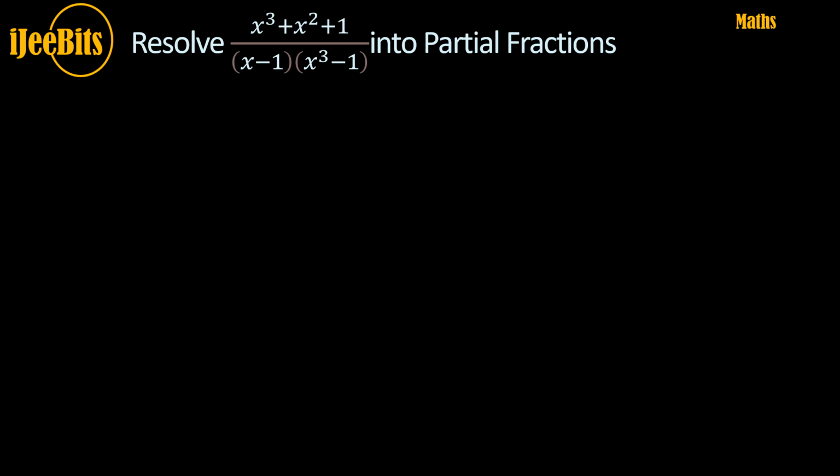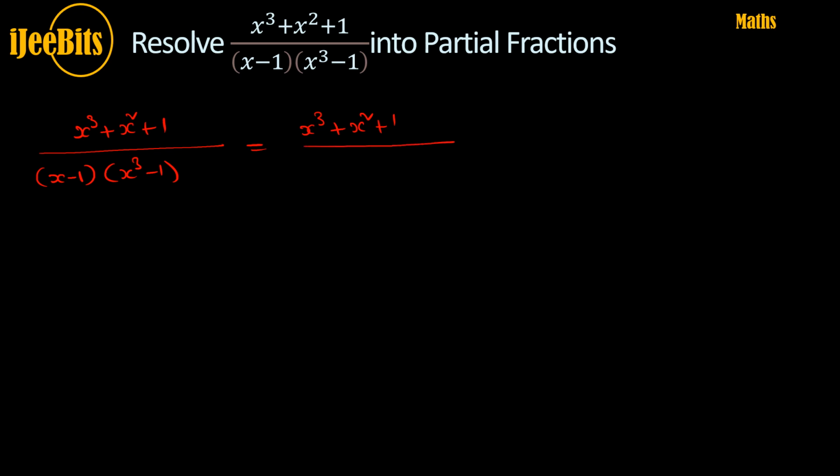Resolve (x cube + x square + 1) divided by (x minus 1)(x cube minus 1). This is a little bigger problem. How do you write this one? x cube plus x square plus 1 divided by x minus 1, times x cube minus 1.